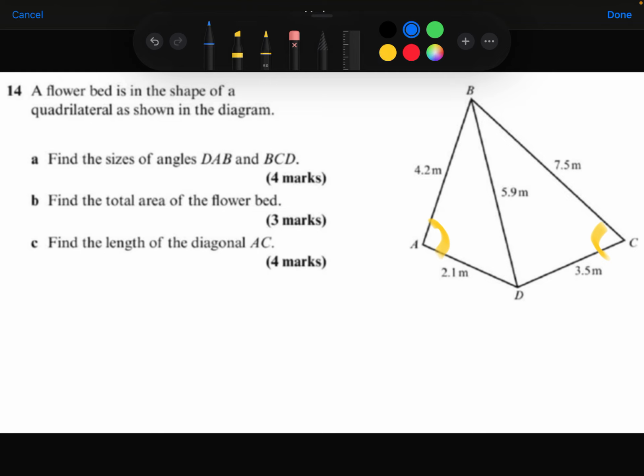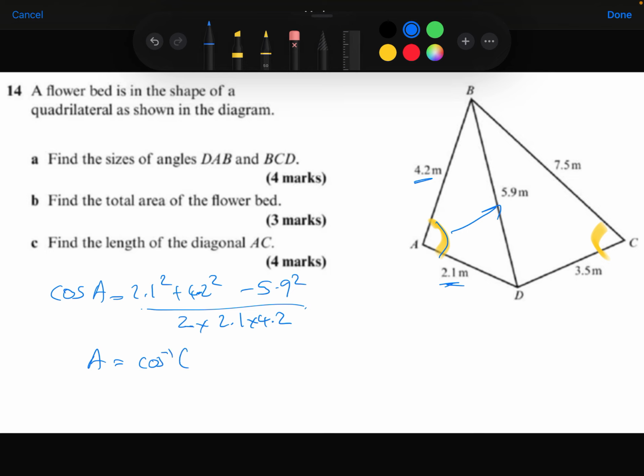So let's start with this angle here. I'll use the cos rule. So cos A is equal to 2.1 squared plus 4.2 squared minus 5.9 squared. The 5.9 has to be the one that I subtract because it is opposite the angle I'm trying to work out. The 2.1 and the 4.2, it doesn't matter which way round we do them. And then if I do cos inverse of my answer, I find that I get 136.3 degrees.